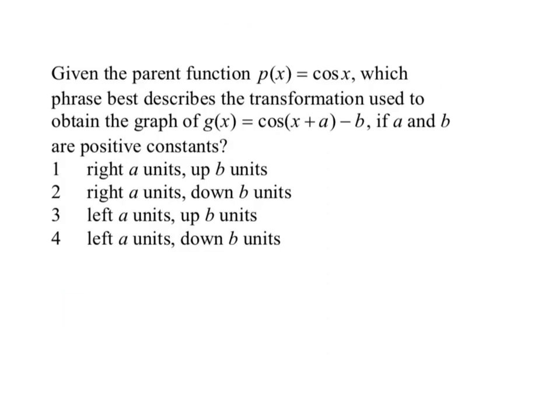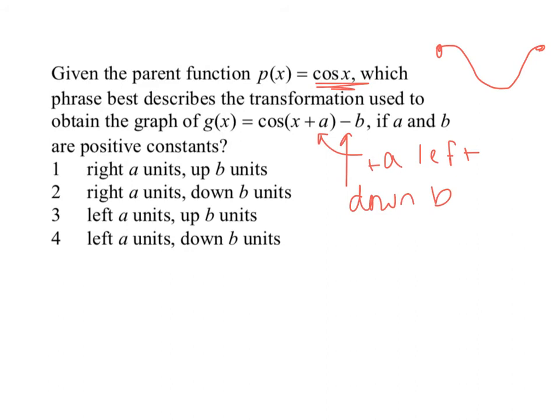So this question says, given the parent function cos of x, so we're dealing with a cosine curve, which we know looks like this, which phrase best describes the transformation if we do this to it? So we know that it's going plus a on the inside of the parentheses, which is left a units, and it has a negative b, so it's going down b units.